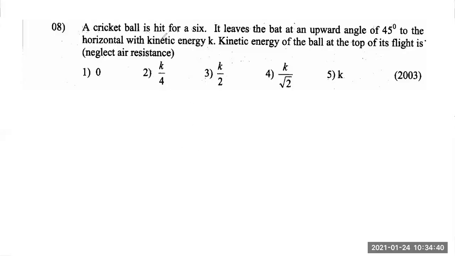A cricket ball is hit for a 6. It leaves the bat at an upward angle of 45 degrees to the horizontal with kinetic energy K. The kinetic energy of the ball at the top of its flight is, neglect air resistance. Okay, this is a question from year 2003. Now, talking about kinetic energies, this question can be approached in different ways. I will try to come up with a common equation so that we can get the answers for any question we get.